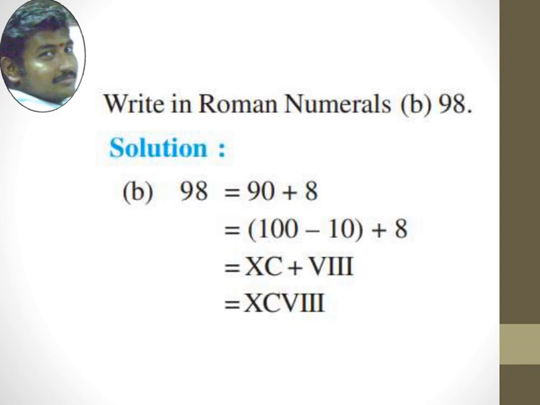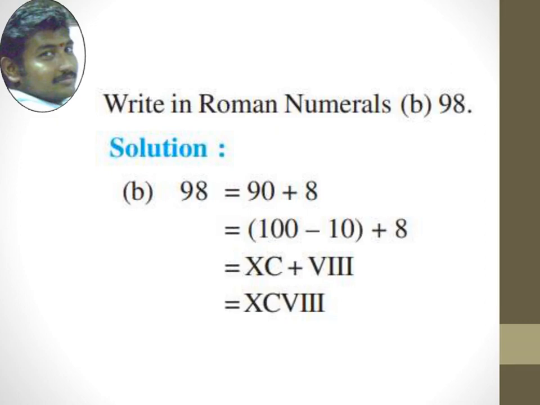You see 98. 98 we can write 90 plus 8. 90 can be written as 100 minus 10, so XC is 90. 8 is VIII. So together if you write XCVIII. Hope you got it.